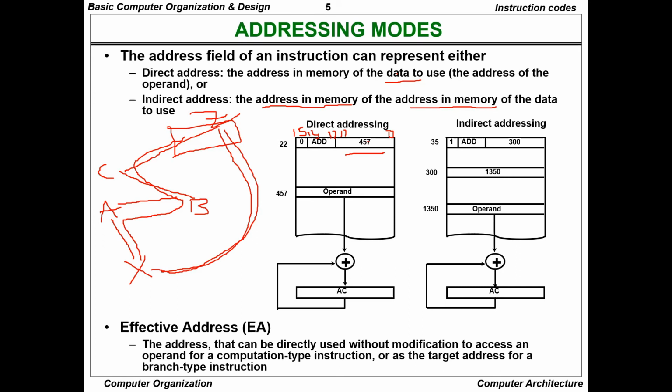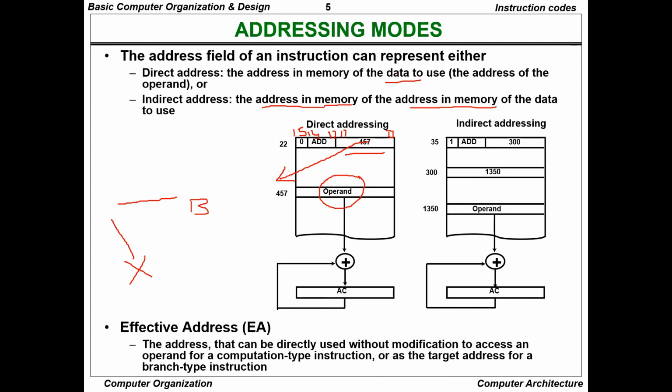So what I will do, I will directly come to 457. And remember, this is direct addressing. In 457, I found my operand. So I will add that with the accumulator and the result is stored in the accumulator. Why store in the accumulator? See, I will give an example here.